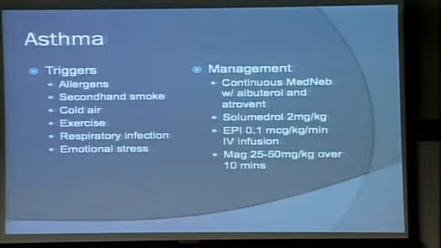What triggers your asthma attack? Well, first of all, you have to have asthma, at least the probably genetic propensity toward asthma, and allergens can trigger it. Soot, smoke, secondhand smoke, cold air. Many of us have exercise-induced asthma, respiratory infection, emotional stress.